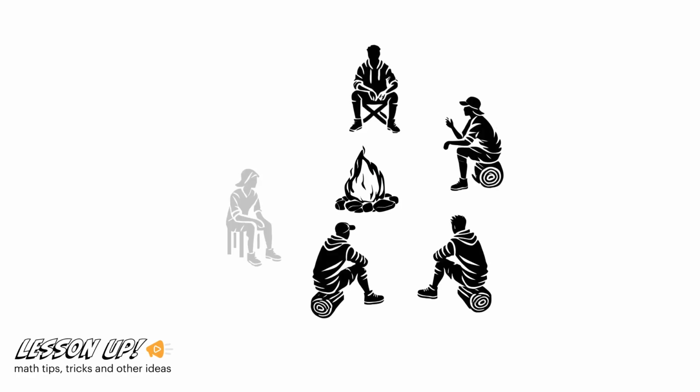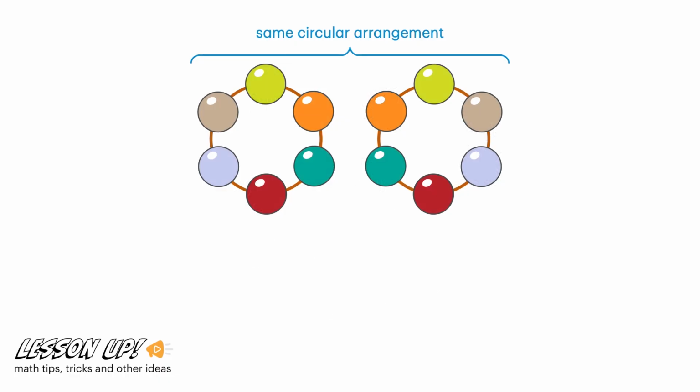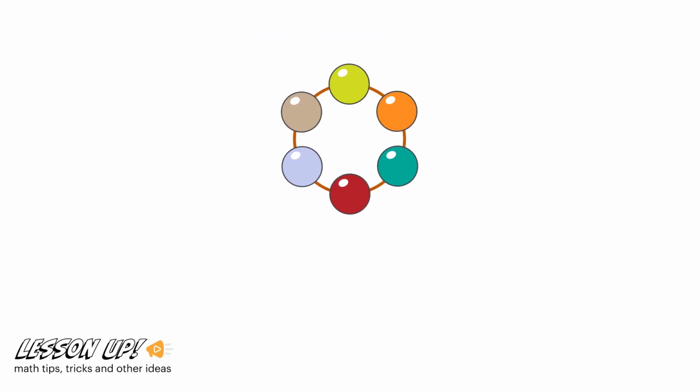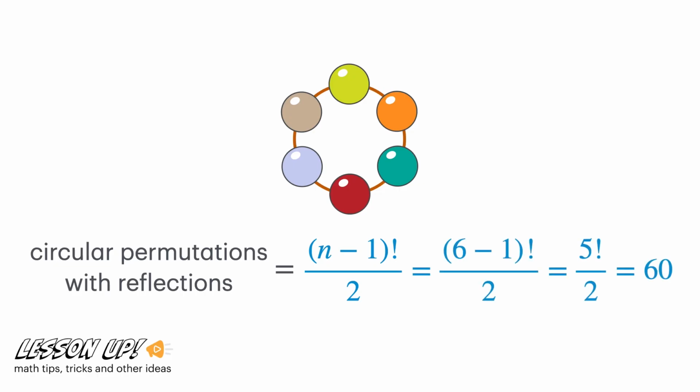Now, for individuals sitting around a campfire, there are no reflections, so each circular arrangement is distinct. So there is definitely n minus 1 factorial arrangements. However, circular arrangements of objects such as a bracelet have a mirror image, and those 2 are really the same design. That means each arrangement has been counted twice. So instead of n minus 1 factorial, we divide by 2. For his sister's bracelet, this would be 60 distinct arrangements.